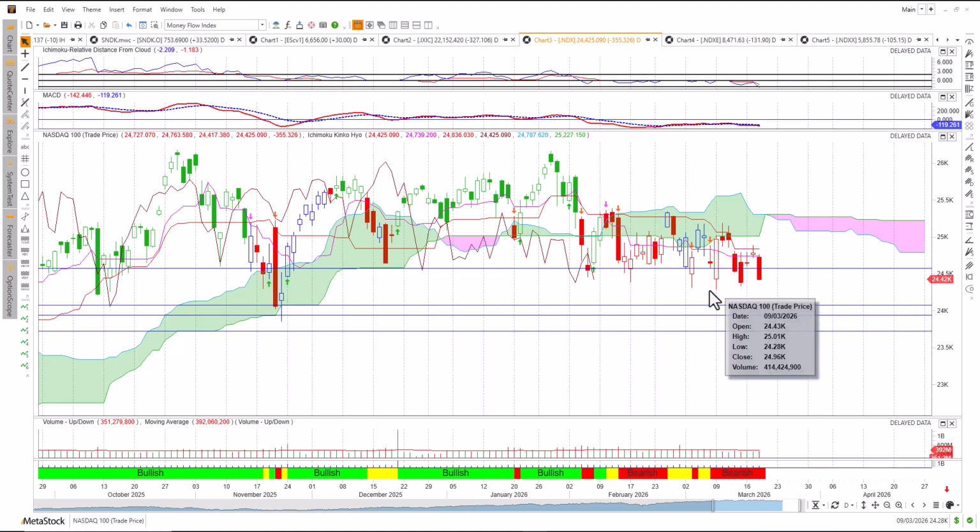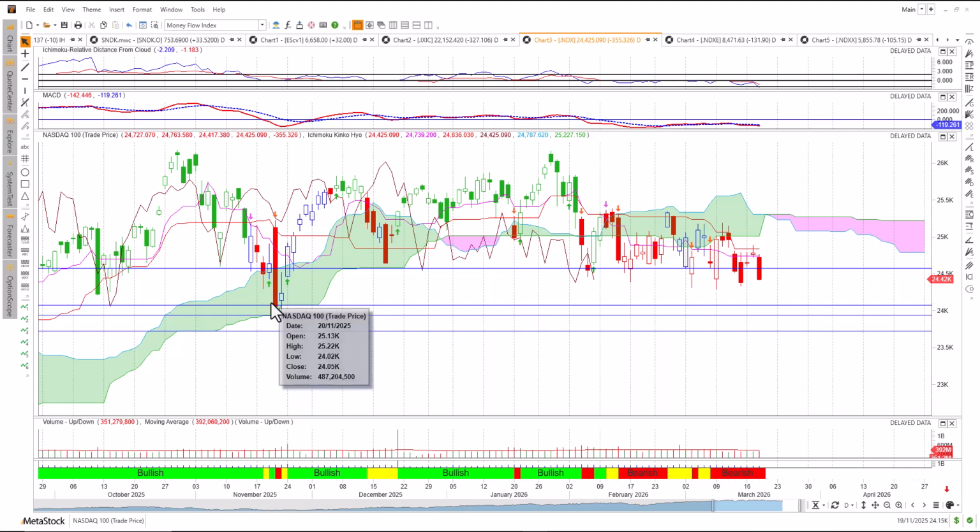So these lows are critical for a potential rebound. But if we lose support at these lows here, then we're going to hit the 24,000 zone, this old cloud chart support zone from back in November. Market still bearish, Nasdaq 100 still bearish, price action below the cloud.